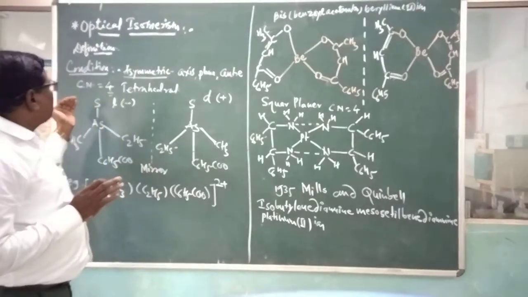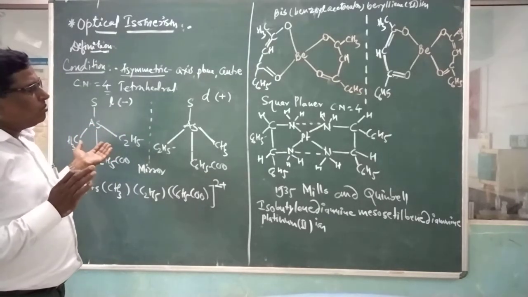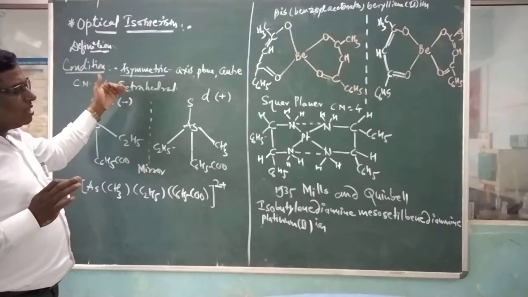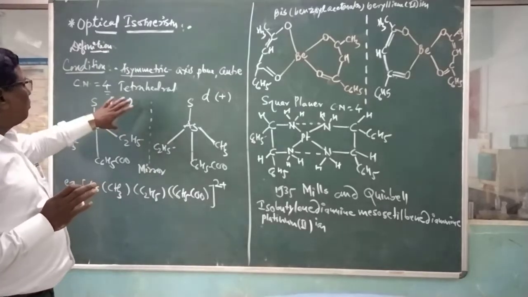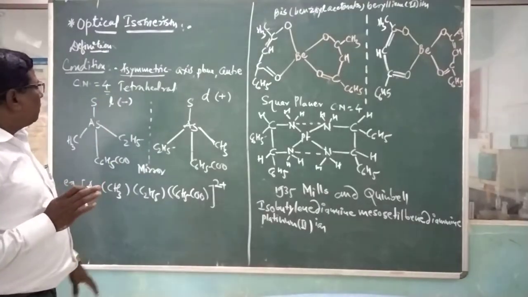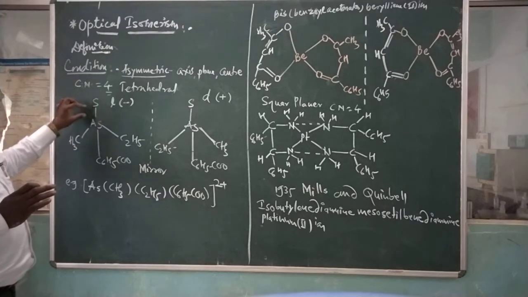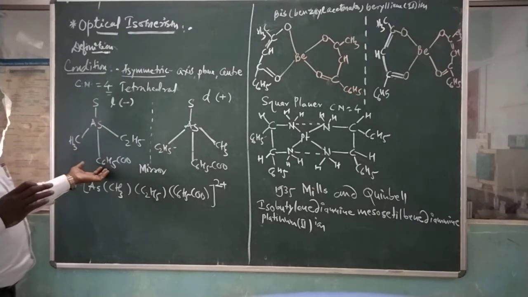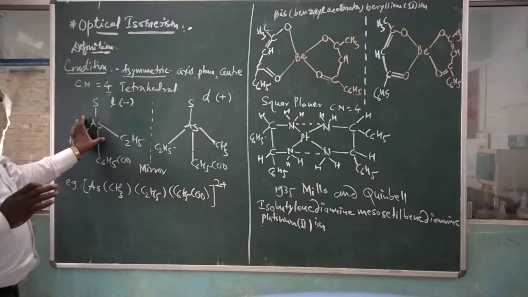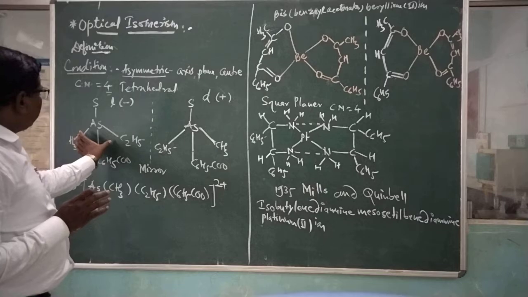Now, optical isomers are present in coordination number 4 and coordination number 6. We are going to see some examples for coordination number 4, which has two geometries: one is tetrahedral, the second is square planar. First, we take examples of CN equal to 4, tetrahedral. Here we have arsenic, sulfur, C2H5, CH3, C6H5, COO minus. This is one compound, and it is a mirror image of the second compound.